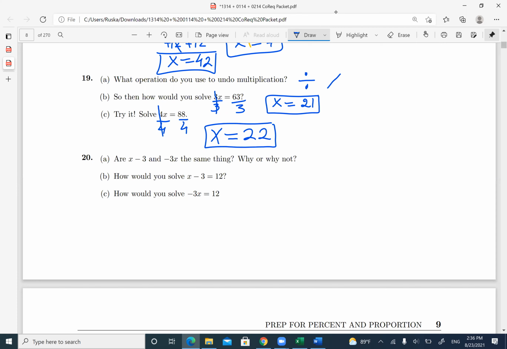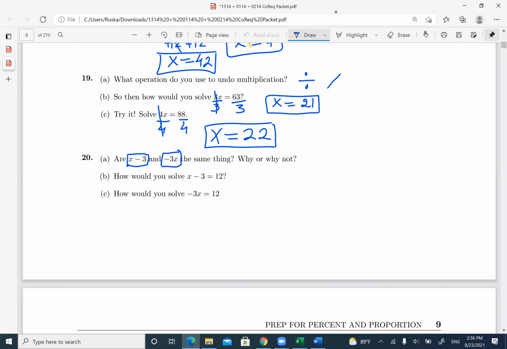Okay, now number 20. You guys tell me this. X minus 3 and negative 3x, are they the same? Are they the same or not? No, they're different. Why are they different? What is the operation with x? Because with one of them you're subtracting 3 from x, and with the other one you're multiplying negative 3 by x. That's right, multiplying. Good job. So the operations are different.